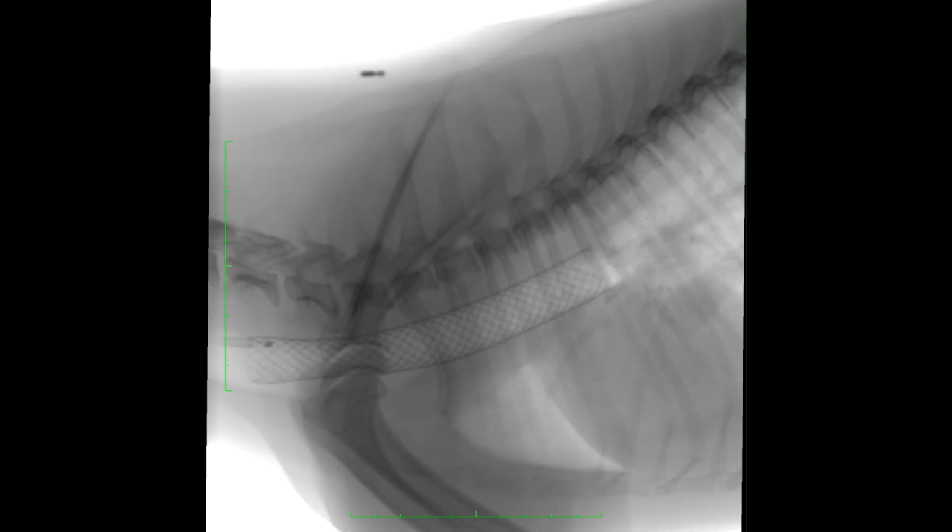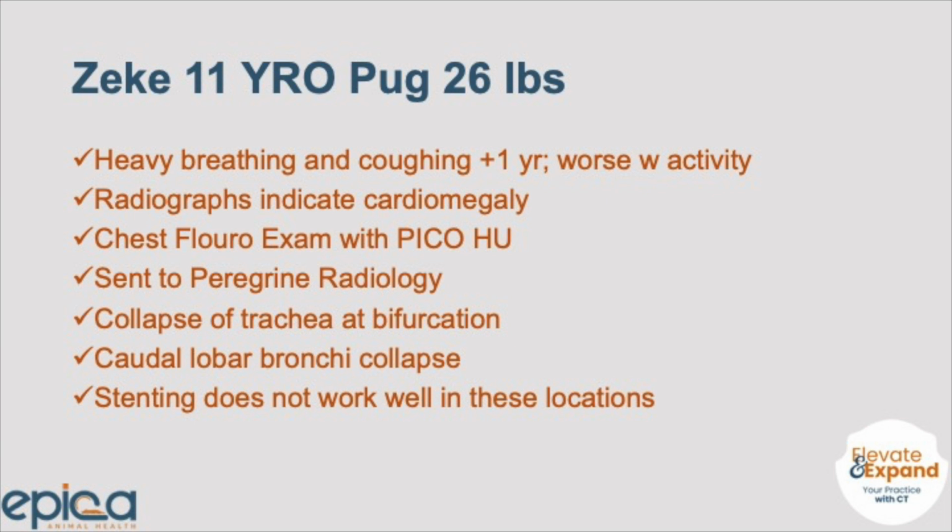Now, in this specific case with Zeke, this collapse at the bifurcation and, of course, this collapse at the cotylobar bronchi is not, let's just say, stenting at these locations has not been perfected yet. So there are alternative treatments that are available for Zeke instead of stenting.